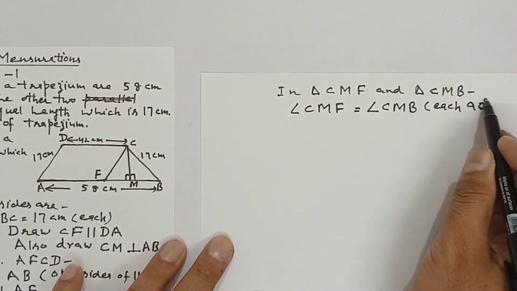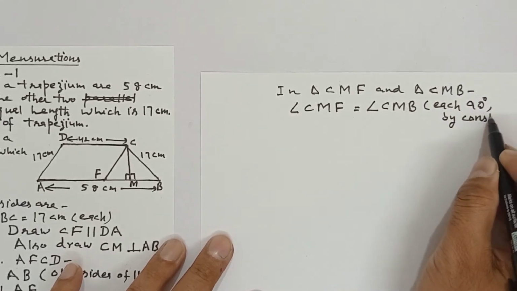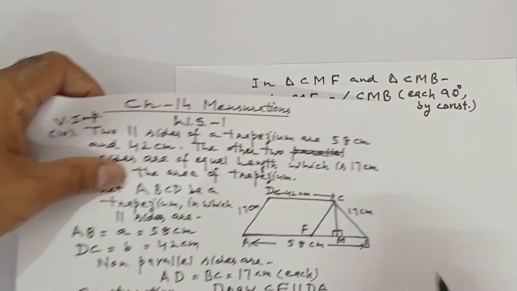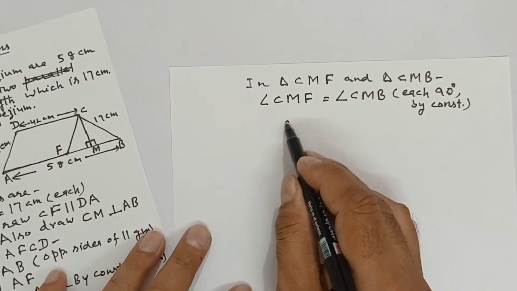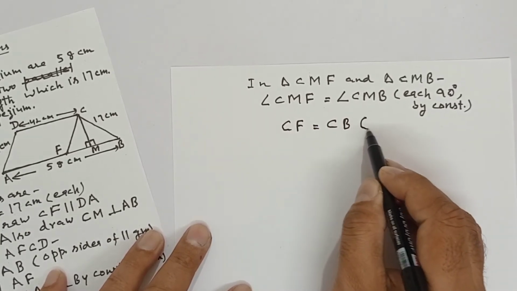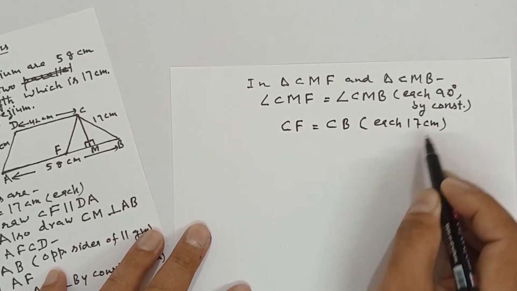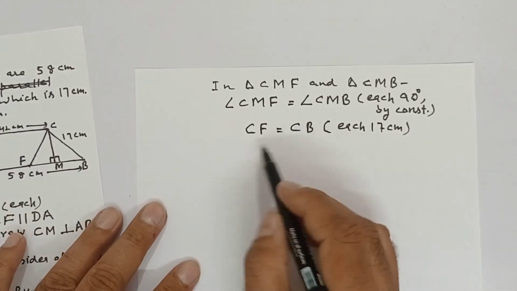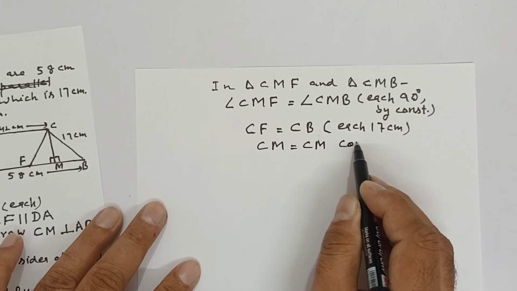And how is it each 90 degree? Because we have constructed this. So by construction. Now CF and CB both are equal. CF is equal to CB, each 17 centimeter. And this side CM is common. CM is equal to CM, common.